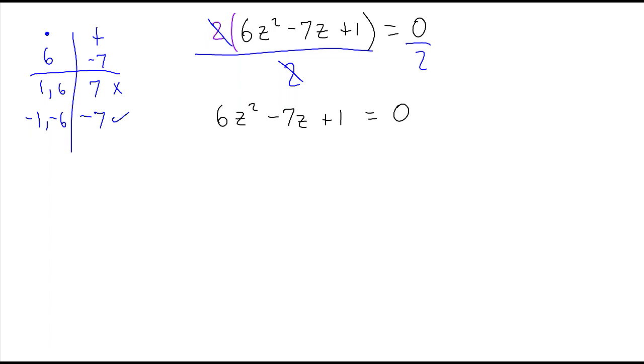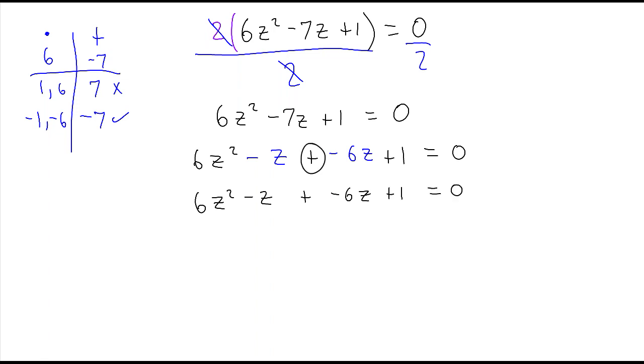I will bring down the 6z squared and plus 1. Remember, my goal here is to split negative 7z into negative 1z plus negative 6z. Okay, so there we go. We split negative 7z into two terms. I'll go ahead and bring all this down again so that way I can group them. Also notice, just a reminder, I put the plus in between, right? That's just to make it easier to keep that negative with that 6. Okay, so we'll group together the first two terms, and we'll group together the last two terms. And let's pick out common factors.